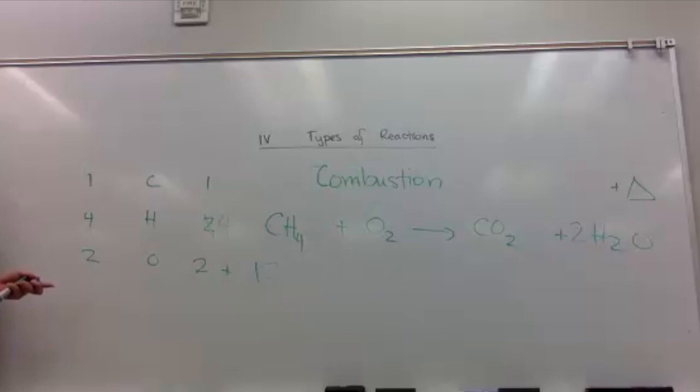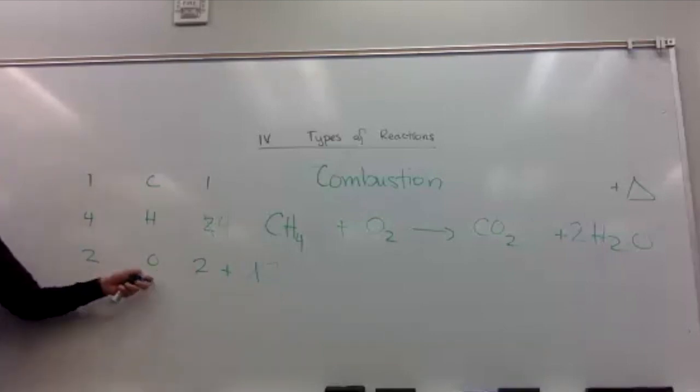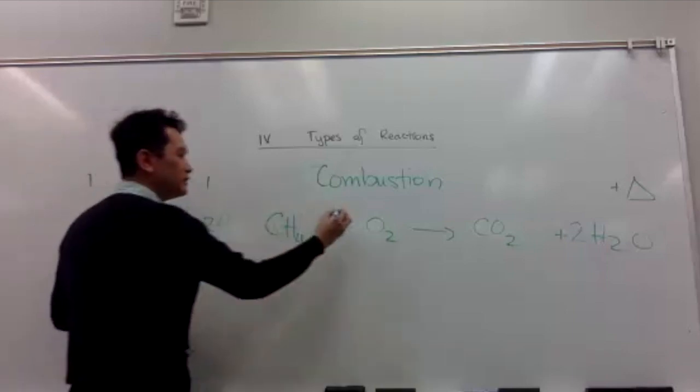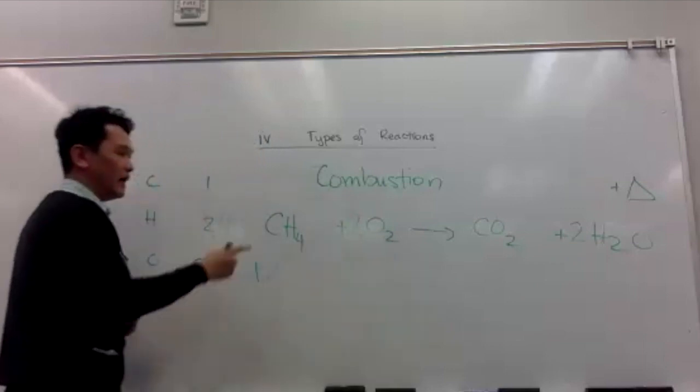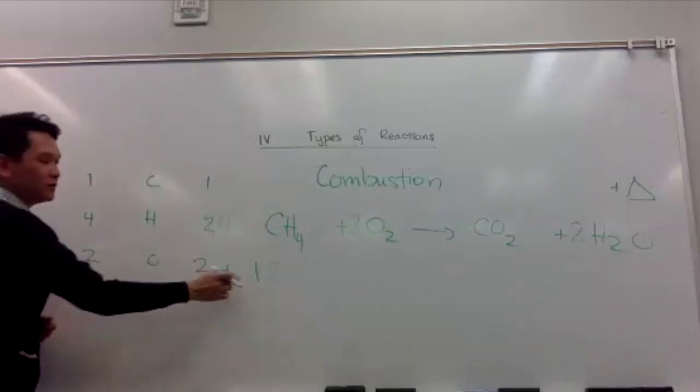Is everybody balanced yet? Who's not yet balanced now? 2 here and how many here? 4. So how do we balance out the oxygen? On the left, what do we do? 2 as the coefficient, very good. That makes this 4, because 4 is equal to 2 plus 2.